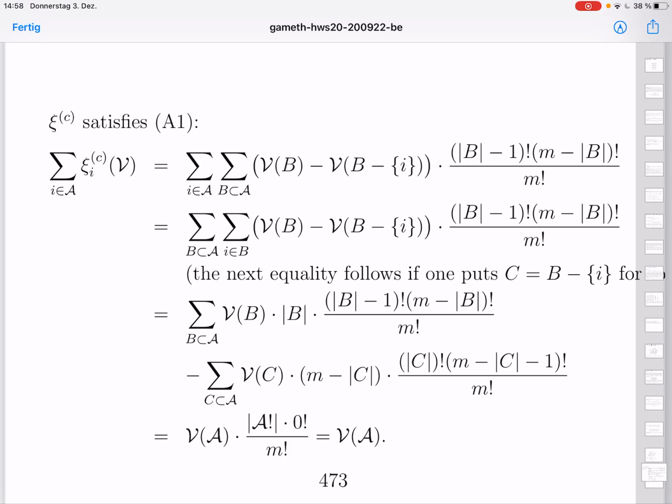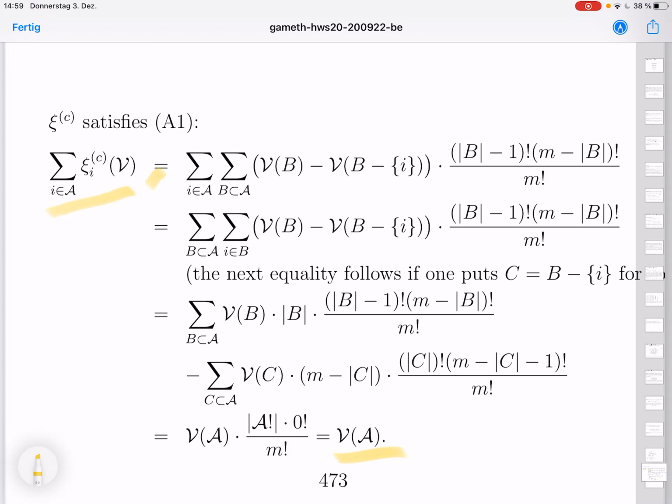This is some longer calculation, and there is some diligent point, some difficult point. I will come to it in a moment. So axiom A1, we have to show that the sum of all the entries of this vector is equal to V of A. That's what we have to show, and we will get it at the end, but it's some work. So first we go into the formula.